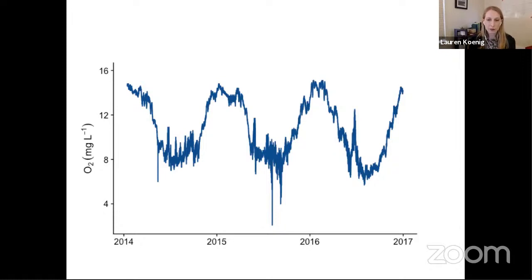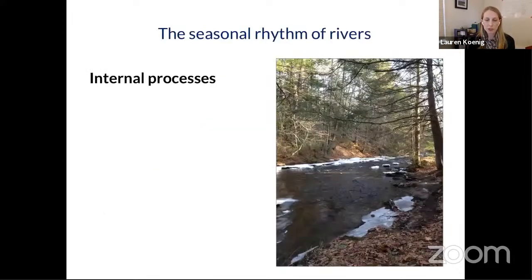And so what we can see off the bat is that variability is obvious at multiple temporal scales. For instance, we can observe a seasonal rhythm in dissolved oxygen, which, like for other chemical and biological variables, arises from a combination of internal processes. So for example, processes that might be responding to climate drivers like temperature and light, as well as their interactions with the surrounding landscape. Streams and rivers are embedded within terrestrial landscapes.